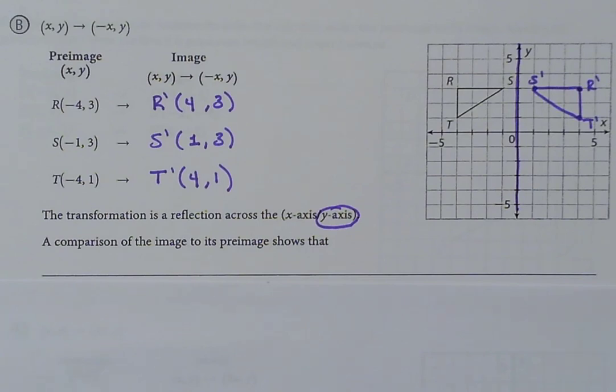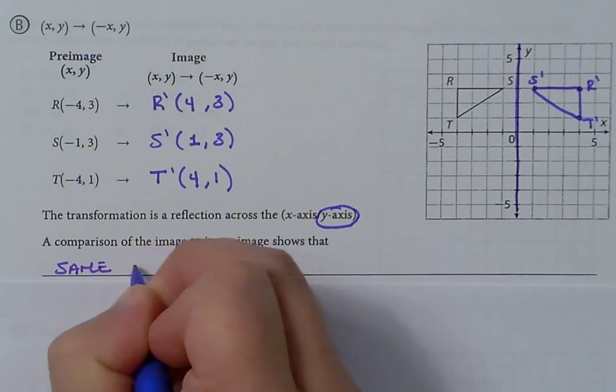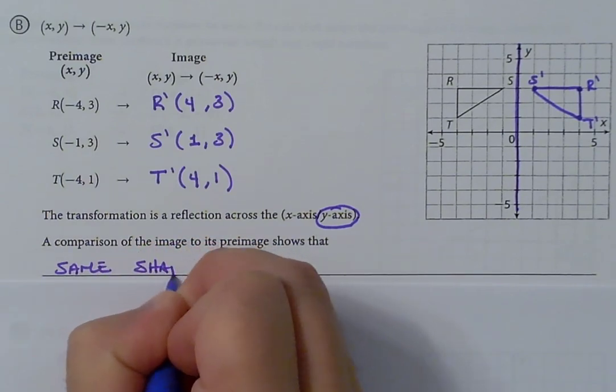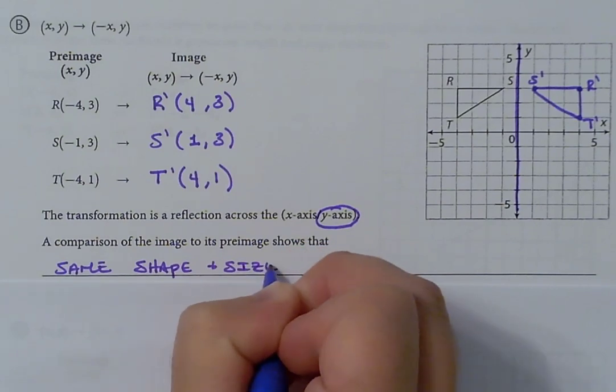Now, in this case, looking at these two triangles, just by looking at them, when you ask yourself, does this maintain the same shape and size? In this case, it does maintain the same shape and size. So that is going to be our comparison, that it is the same shape and size.